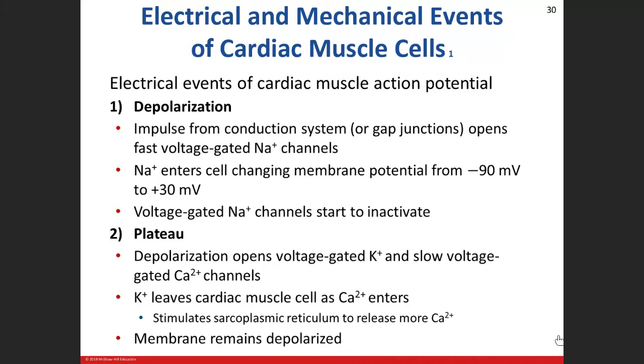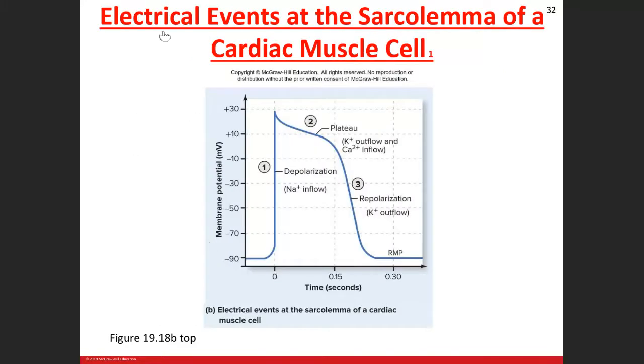That's why you see this plateauing going on. This plateauing goes on because potassium left initially, but then those calcium channels opened up, and calcium's entering the cell. So we have an outflow of potassium and an inflow of calcium, but they're both positive ions, so we're not going to see too much of a change here. That's why it kind of levels out for a moment.